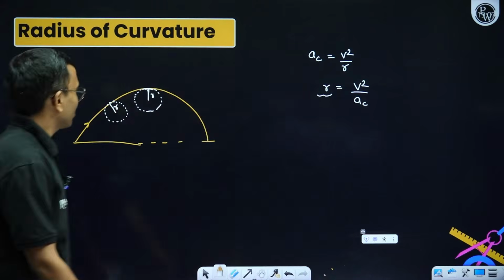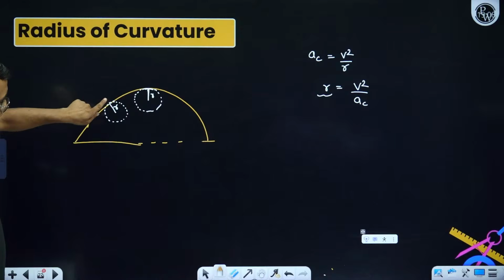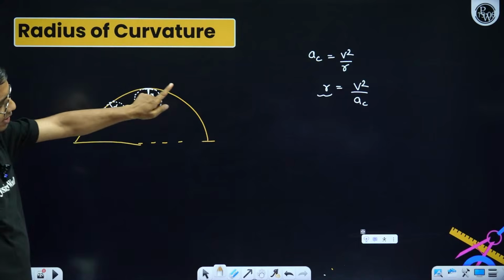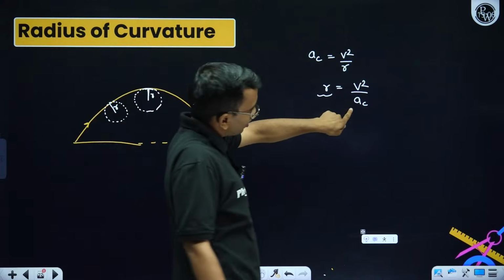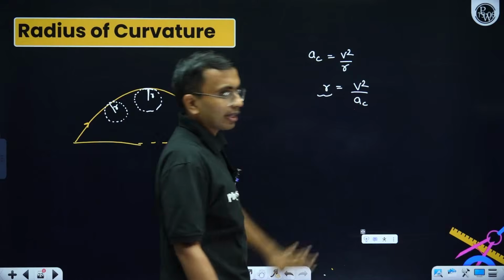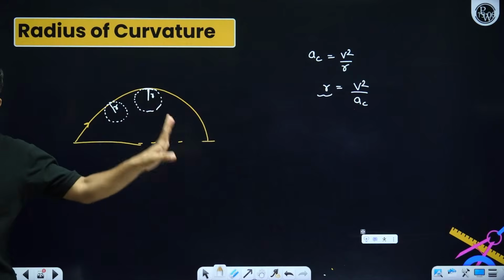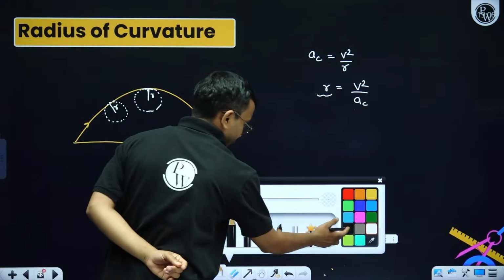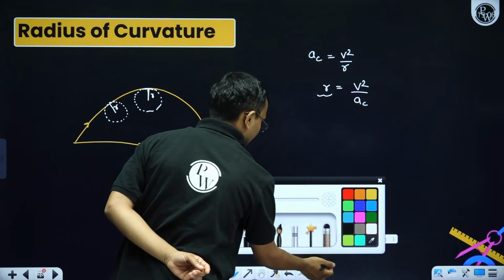Okay guys, so basically what we need is the centripetal acceleration, meaning the acceleration that is towards the center. If I find the centripetal acceleration, I will put it here. From there I can get the radius of curvature. Okay, now see carefully guys.